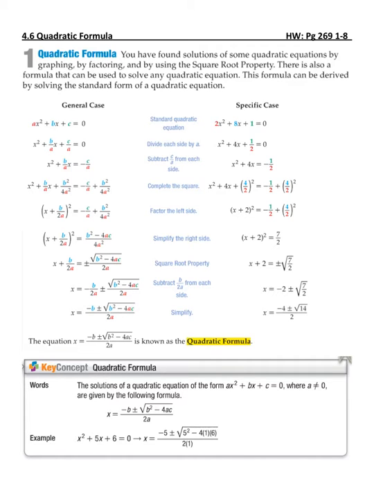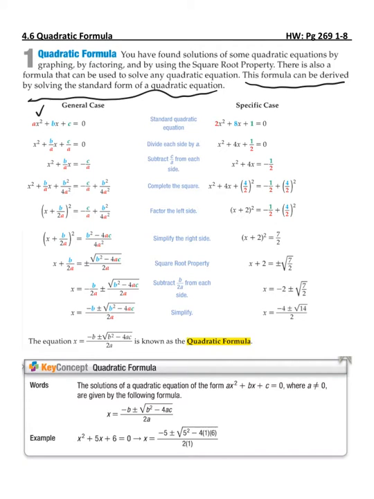Last week we learned solving equations by completing the square. Where the quadratic formula comes from: it can be derived by solving the standard form of a quadratic equation by completing the square. Okay? You take this standard form here, and you complete the square.